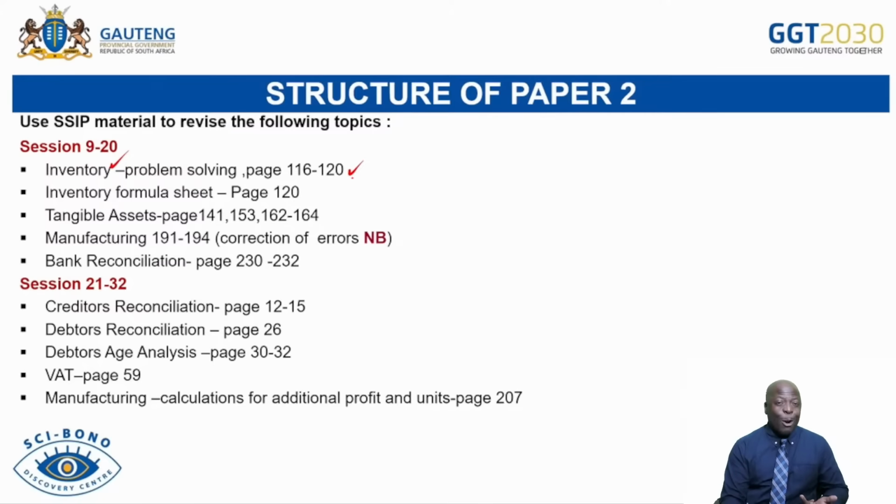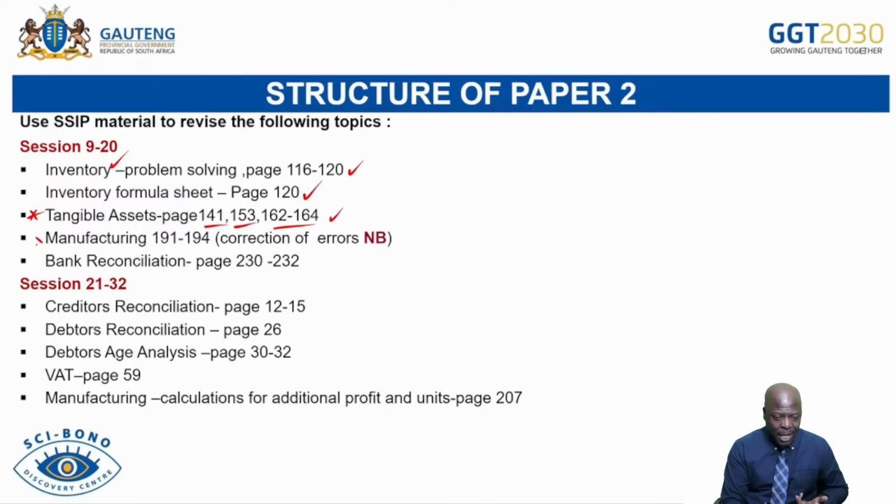And then remember, there are also financial indicators that can also be calculated when you are in your inventory valuation topic. And then I think you can find this on page 120 as well. And then when you look for information that pertains to tangible assets, that is the calculation of depreciation, 1 rand residual value, and all those calculations, you'll find them on page 141, 153, and then from 162 up to 164. This is where you find all the information that you need on tangible assets.